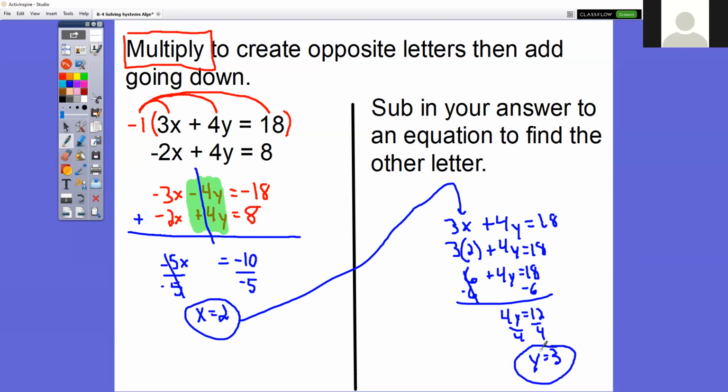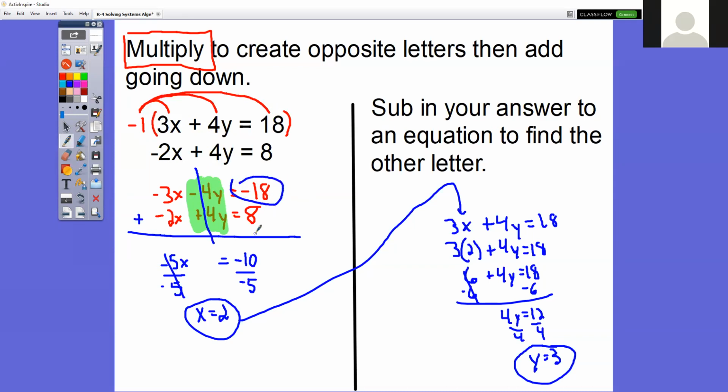I have a question. So again, what I had to do, hold on, Joey. What I had to do was multiply to create my own opposites. Joey, what's your question? How'd you get where it says -3x minus 4y equals -18? How'd you get a -18? When you multiply this top equation by -1, you have to make sure that you do -1 times the 18. -1 times 18 is the -18.